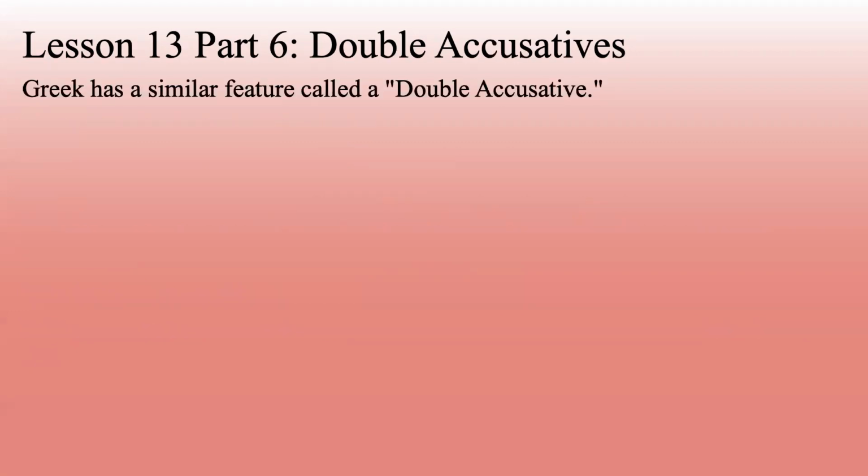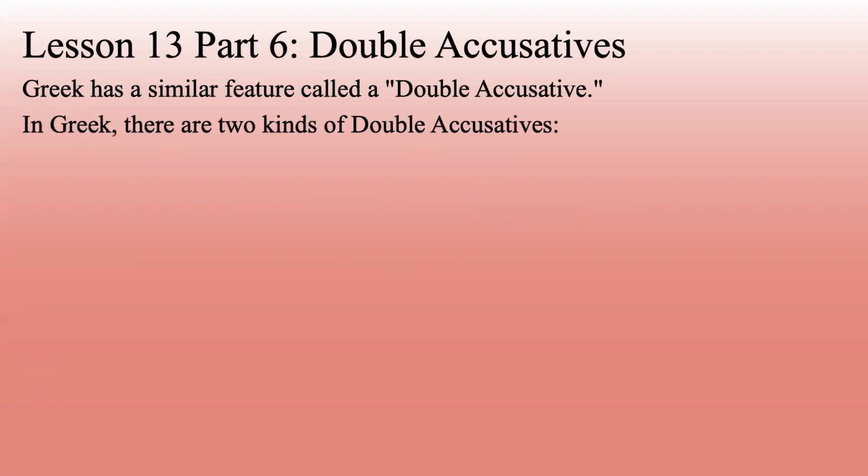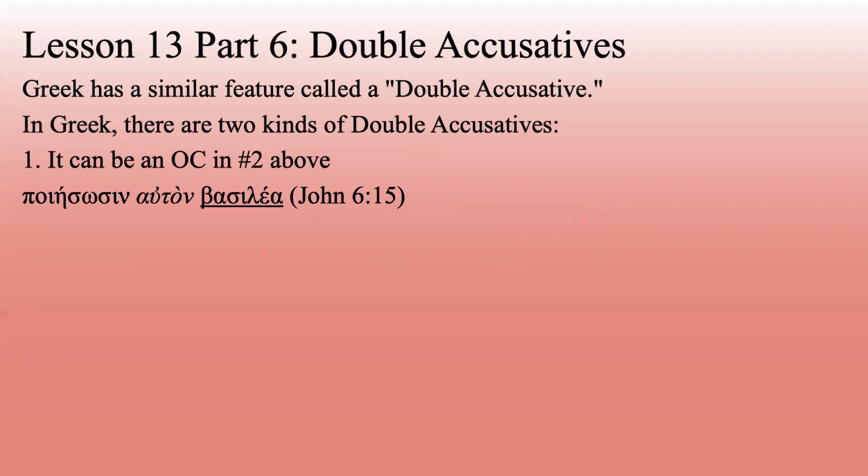Now, Greek has a similar feature called a double accusative. It gets used slightly differently, though. In Greek, there are two kinds of double accusatives. One, it can be an objective complement. In number 2 above, it can be a noun that's renaming the direct object. Now, it can't be the objective complement adjective form. Greek doesn't do that. You would just use a regular adjective for that. But it can be almost like a predicate nominative on your direct object. It renames your direct object, but it's going to be in the accusative case here.